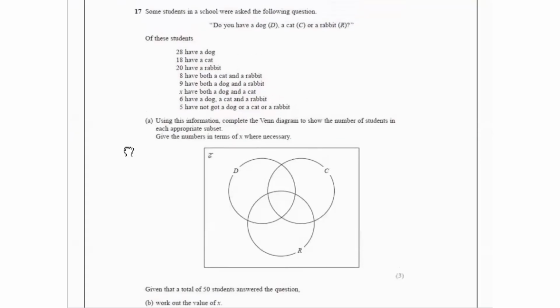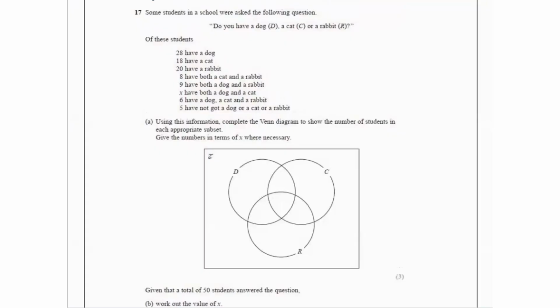We have to work out the value of X. So let's first complete the Venn diagram. 6 have a dog, cat, and rabbit, so that's in the middle. 5 have not got a dog or a cat or a rabbit, so that's outside. X have both a dog and a cat. So that's basically going to be this part. So this total is X. Out of this X, 6 is already given. So that means the part above it is going to be X minus 6.